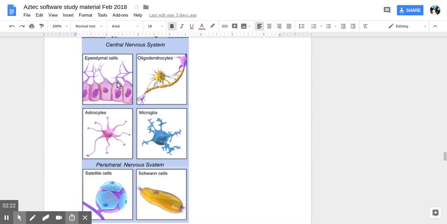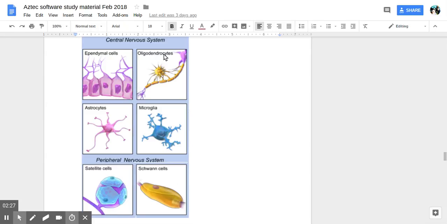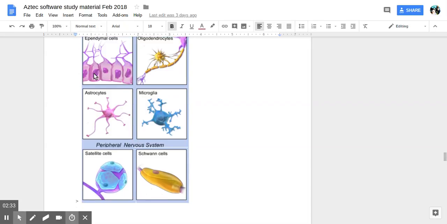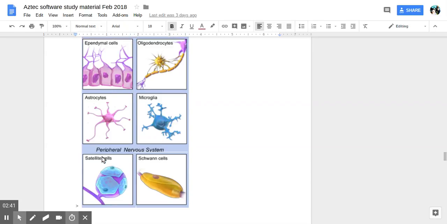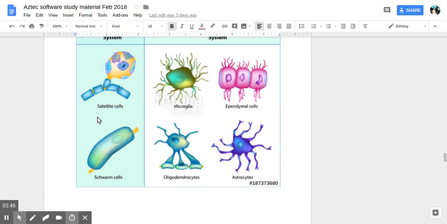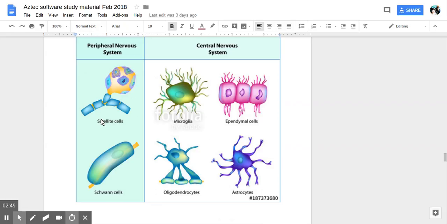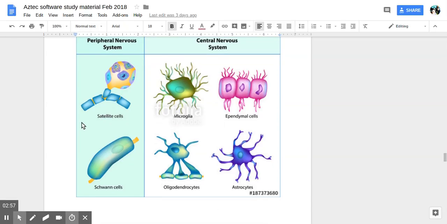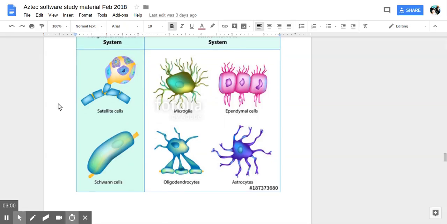So there are some photos of the central nervous system, showing oligodendrocytes, microglia, astrocytes, ependymal cells. Their structures are slightly different. The peripheral nervous system has Schwann cells and satellite cells. More pictures of what the cells look like. Their shape defines their function. They're kind of cool. So, central nervous system and peripheral.